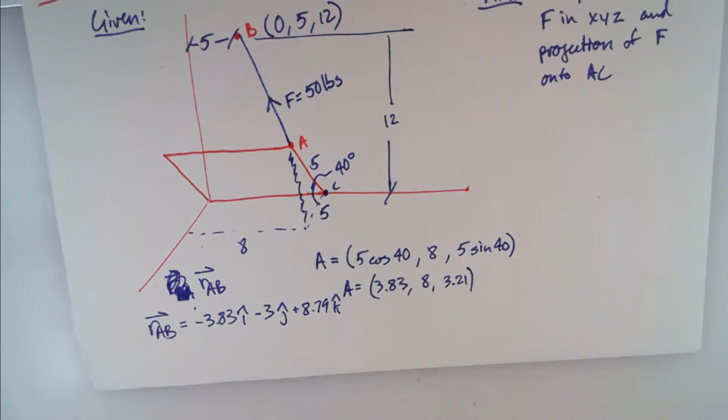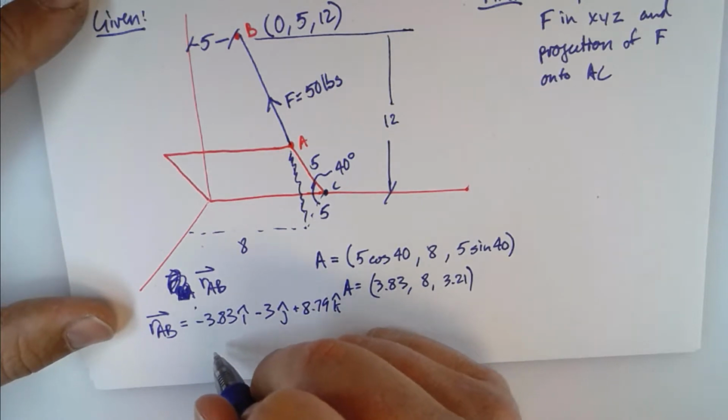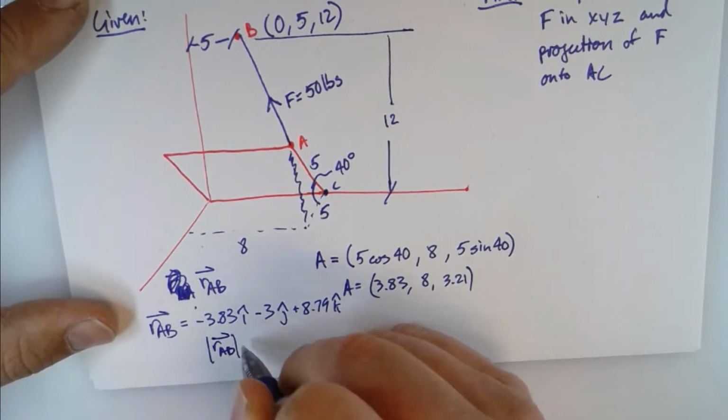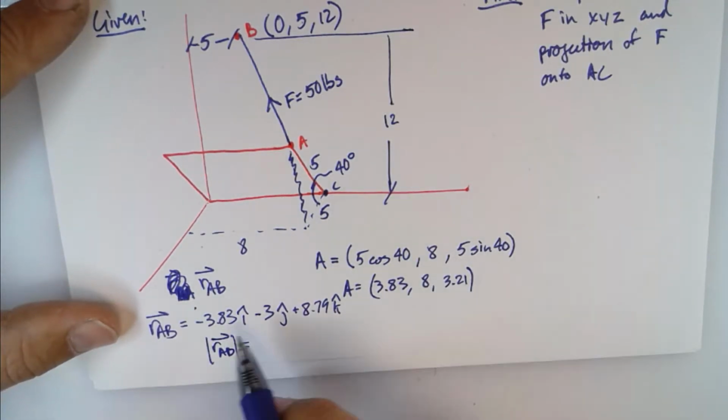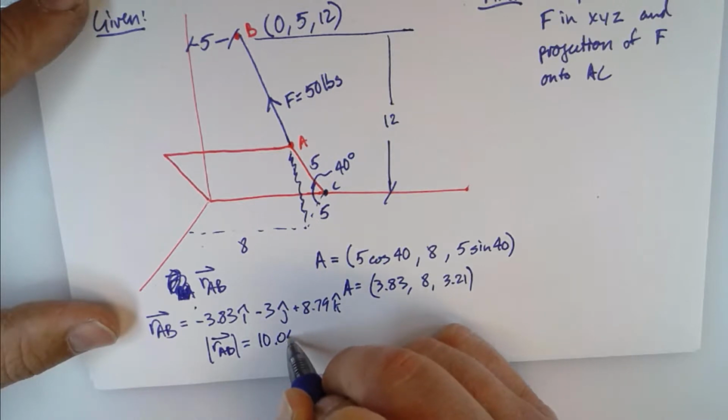Okay, so what's the magnitude of that? 10.04. And how'd you find that? Square all the components and then square root it all. Not unit vectors, the components. Square the components and take the square root, and you came up with 10 point something? 10.04. All right.